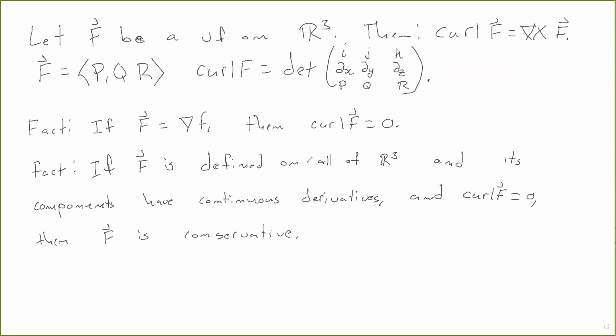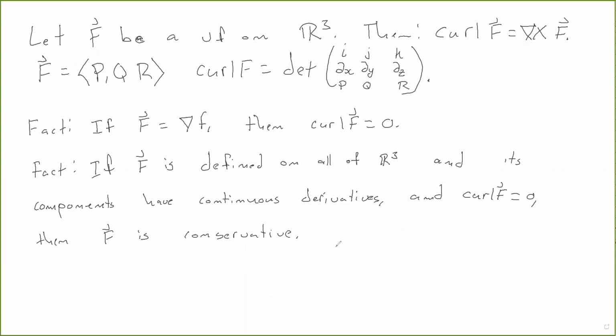So if f is defined on all of R3 and its components have continuous derivatives and the curl of f is equal to 0, then f is conservative. Okay, so the main part of the statement says that if the curl of f is equal to 0, then f is conservative. Okay, so this is similar to what we saw before.